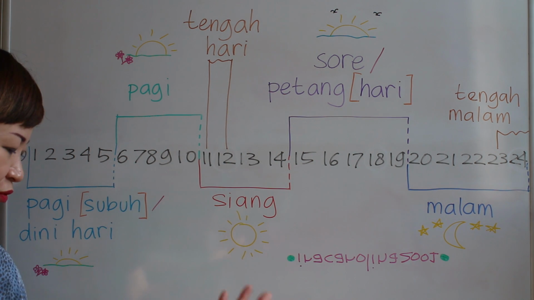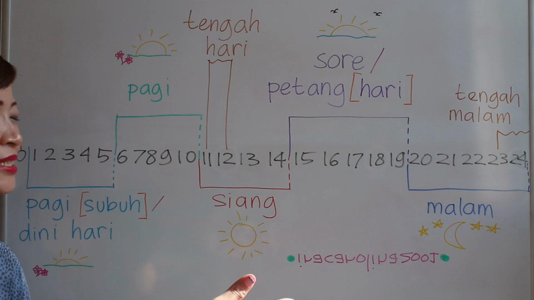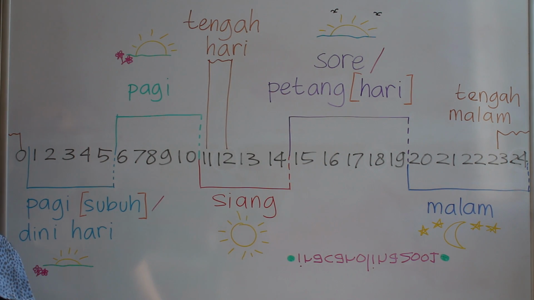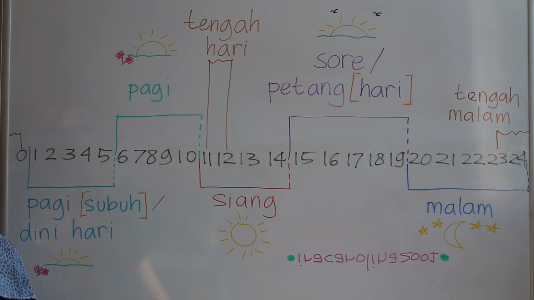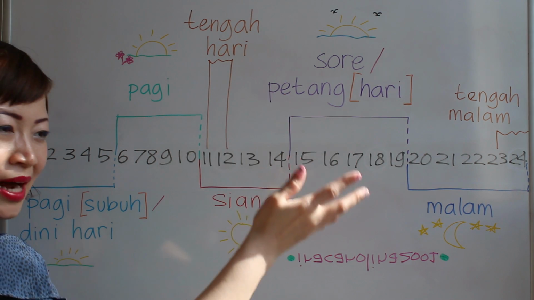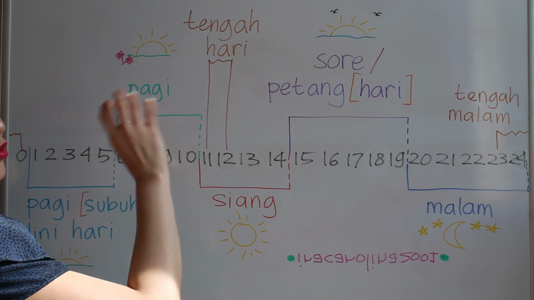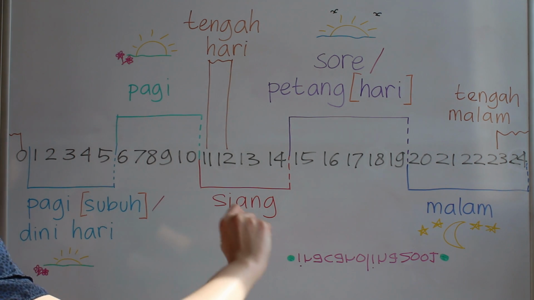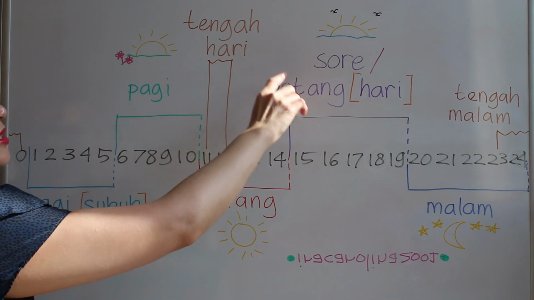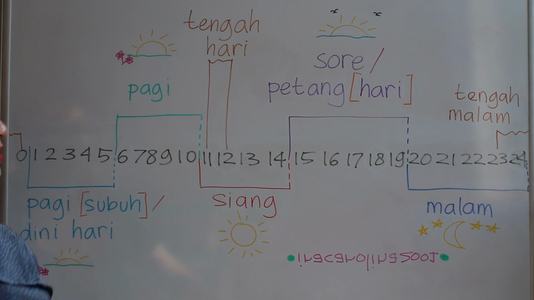Sometimes translated as afternoon, but as afternoon is sometimes considered as night too, but this is not night, this is in between. When the sky is not so dark, a bit dark but not so dark. It's like grayish blue, like that. When the sun sets, we say it as sore or petang hari. Sunset.